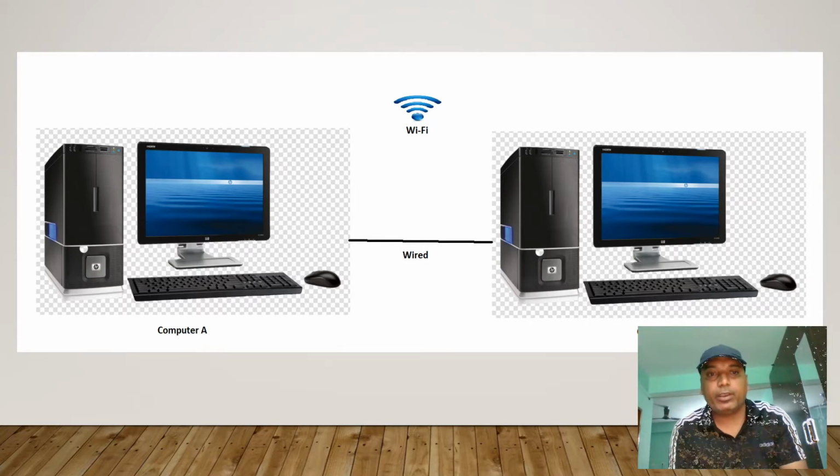Let's say computer A is sending data to computer B, either connected through wire or wireless. It must be using the layered concepts like the OSI model. So here, say I open the mail.